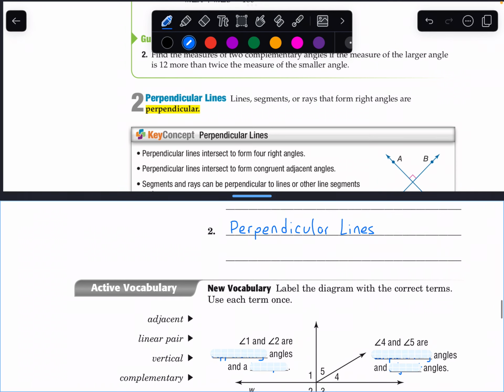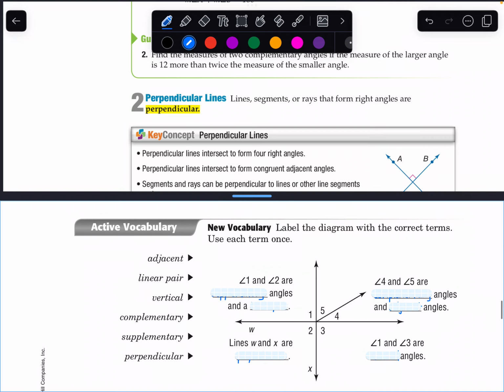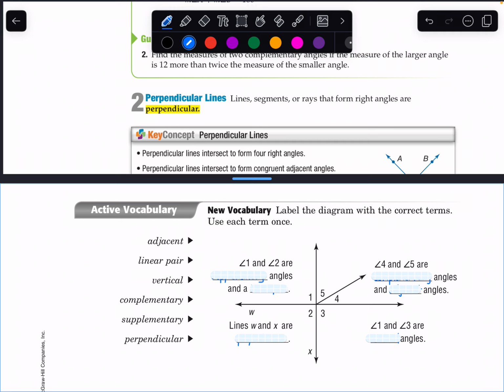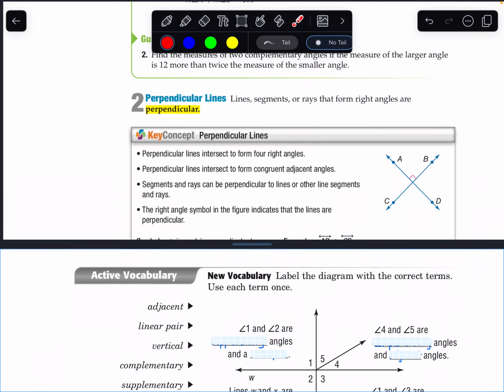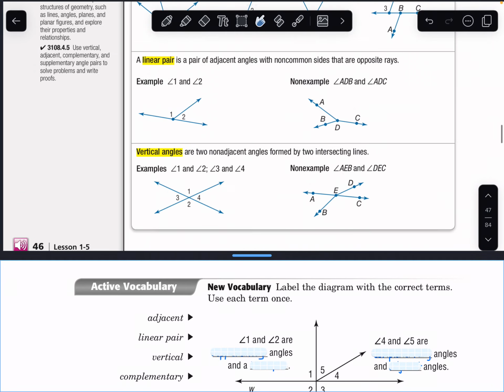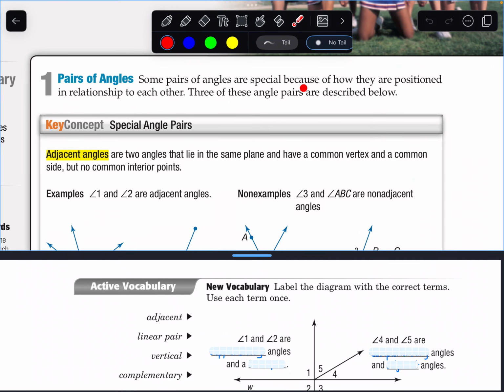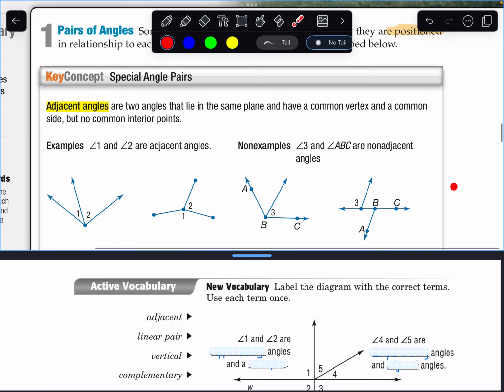All right, now let's read through the section and prepare to match the vocabulary, or rather, we're going to label a diagram here on the vocabulary with the correct terms all fitting in this one nice little picture here. So we'll be on the lookout for those. All right, from the top, pairs of angles. Some pairs of angles are special because of how they are positioned in relationship to each other. Interesting. 3 of these angle pairs are described below.